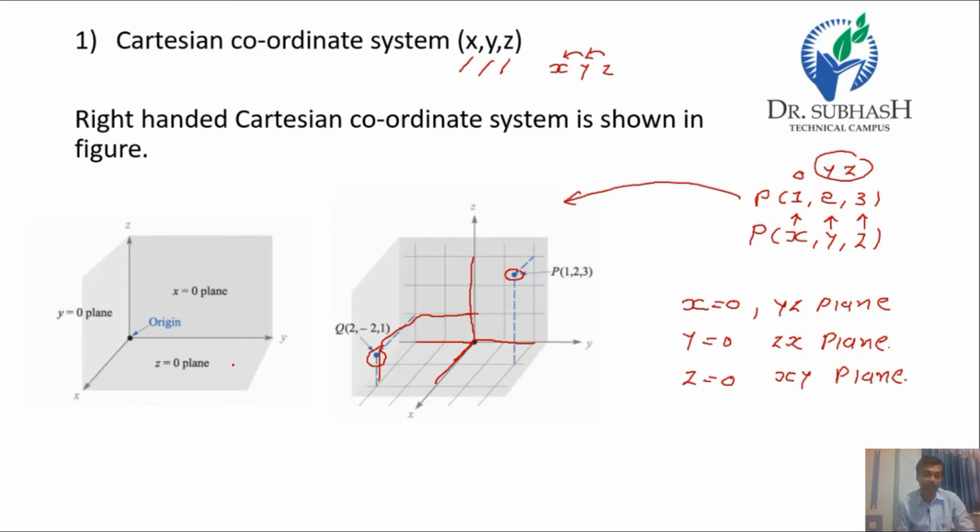Here you must note that in a Cartesian coordinate system, the three axes are mutually perpendicular, or we can say that they are orthogonal, which means the angle between y and z is 90 degrees. Similarly, the angle between x and z is 90 degrees, and similarly the angle between z and x is 90 degrees.